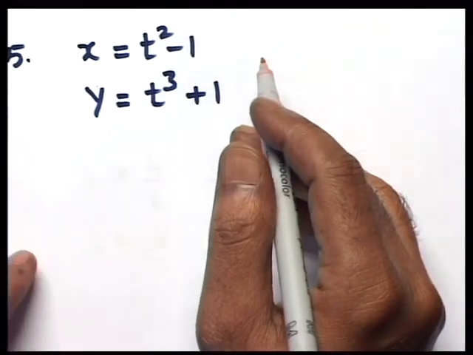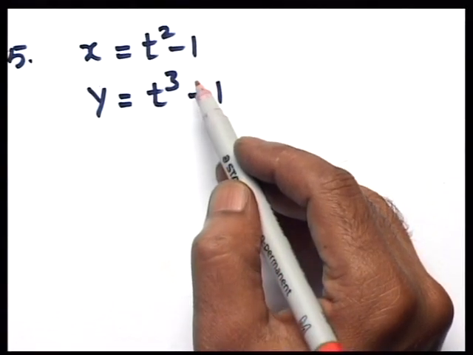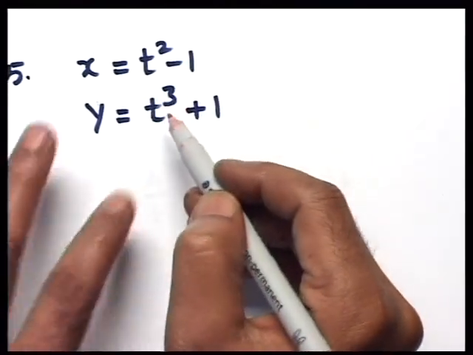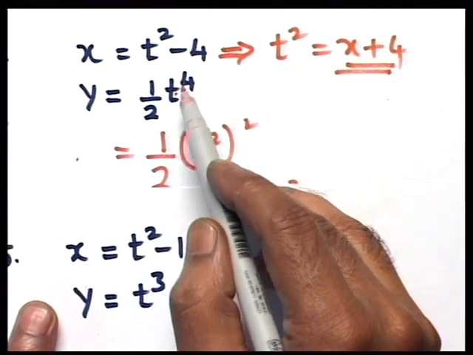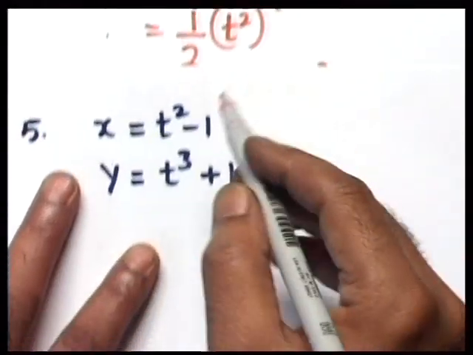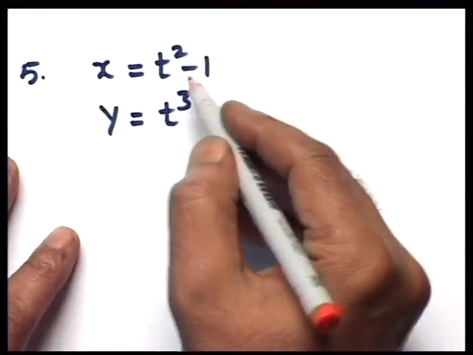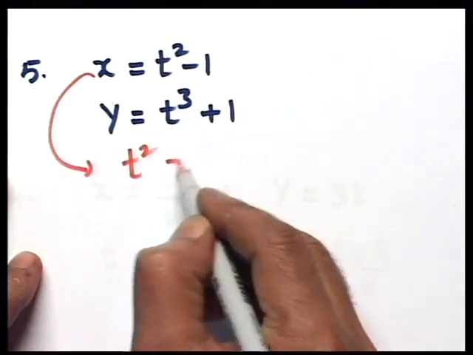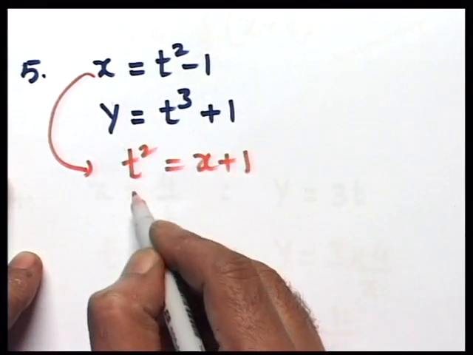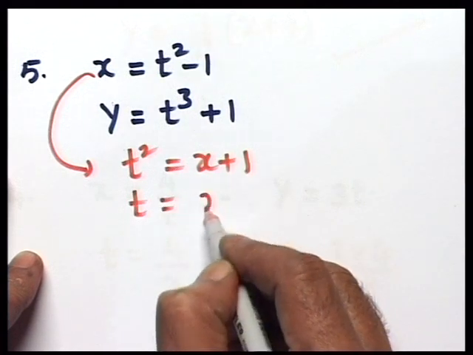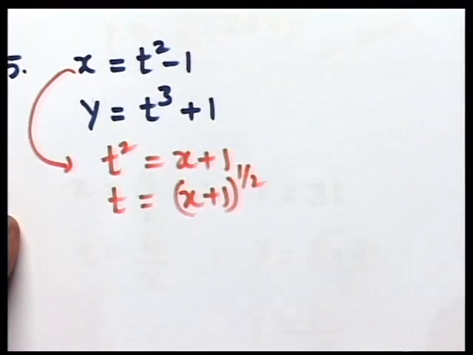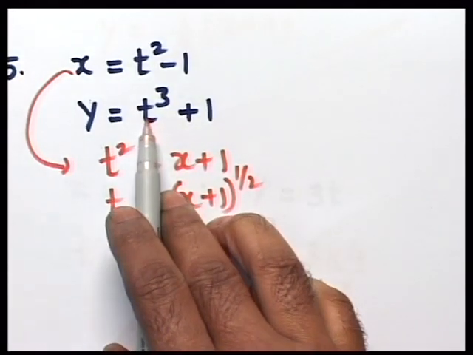x equals to t square minus 1, and it's a t cube. In the last case, it was a t to the 4, so it was easy. But now it's a t cube. Let's make t square subject from there. So we have t square equals to x plus 1, and t is equal to x plus 1 to the power half, or maybe square root. That's what we substitute in here.